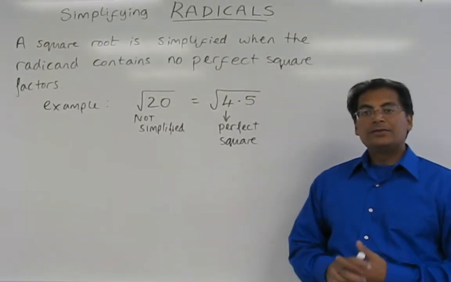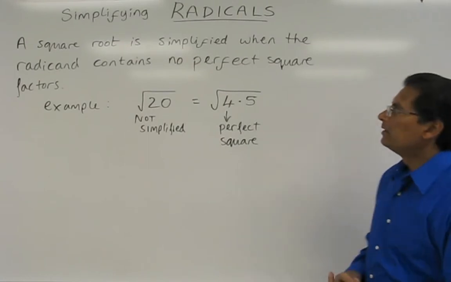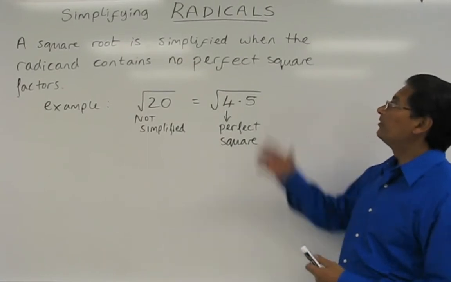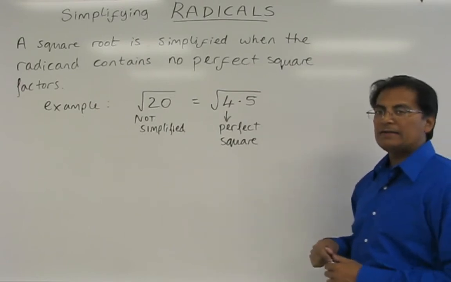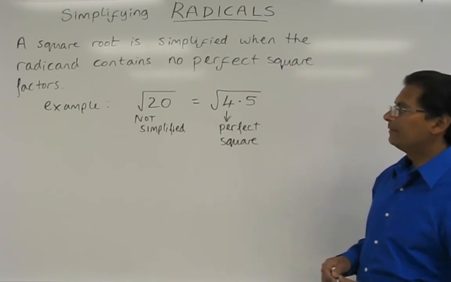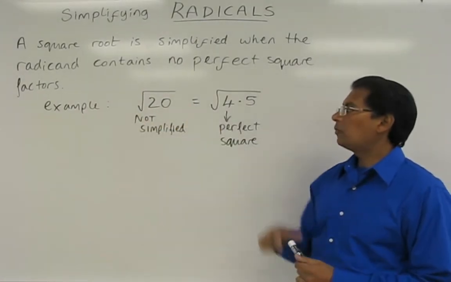Hello there. Today we're going to talk about simplifying radicals. A square root is simplified when the radicand contains no perfect square factors. So what does that mean? Well, let's take an example. Here we have a square root, the square root of 20.